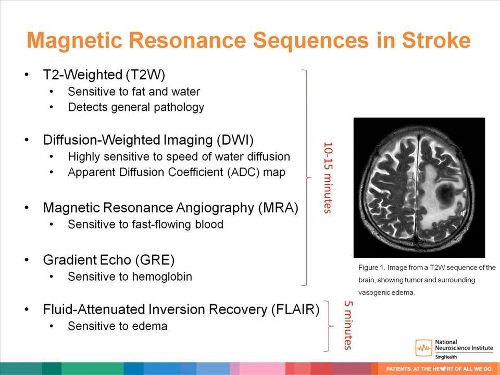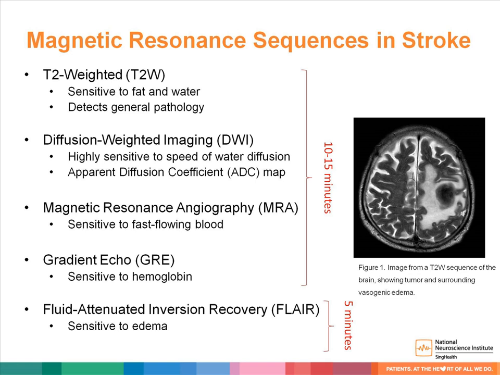The diffusion-weighted sequence is highly sensitive to the speed of water diffusion. From this sequence, ADC map is generated. The ADC map can then quantify the diffusion speed. Magnetic resonance angiography is sensitive to fast-flowing blood within vessels. Gradient echo imaging is sensitive to the presence of iron found in hemoglobin. Fluid-attenuated inversion recovery is used to detect established edema.